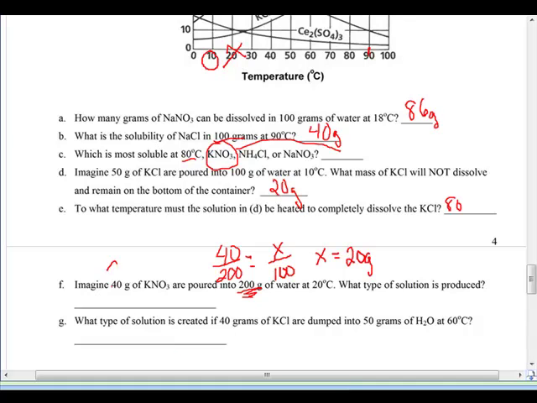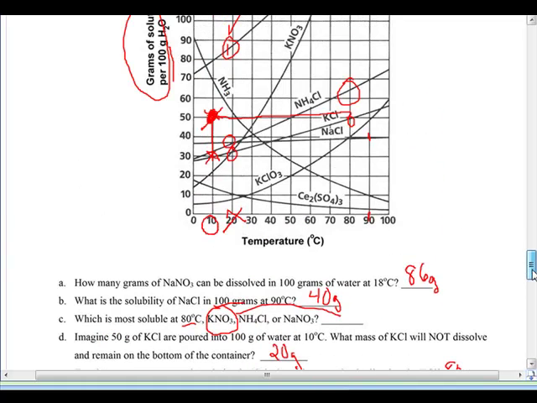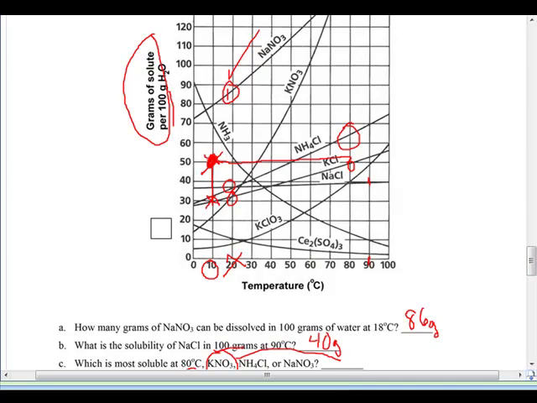So now we can kind of reread the question. It says, imagine 20 grams of KNO3 are poured into 100 grams of water at 20 degrees. What type of solution is produced? So let's find 20 degrees. Let's find KNO3 and 20 grams. And actually, let's get rid of some of this stuff on the photograph. It's getting a little crowded up there.